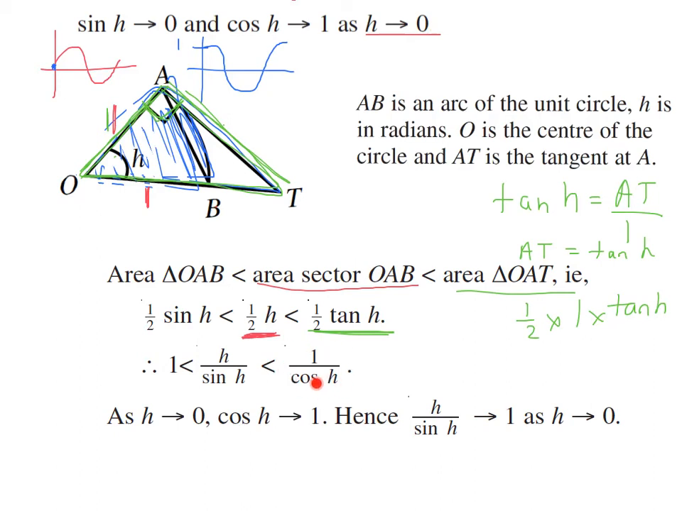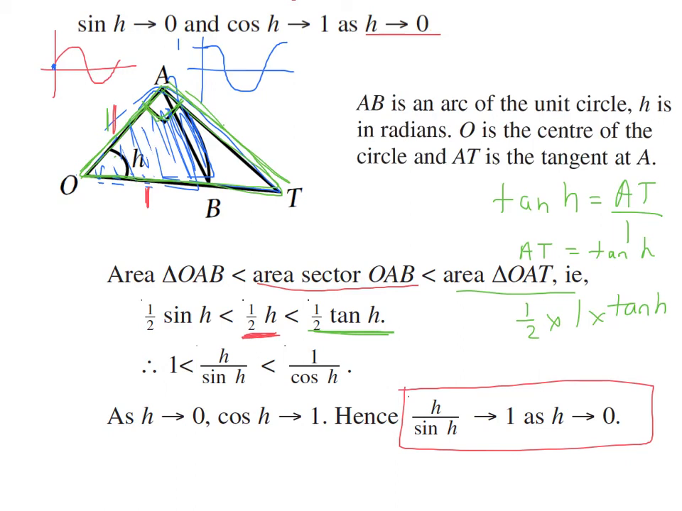Therefore, cos of h is approaching 1, and 1 divided by 1 is 1. So this is saying that h on sine h is in between 1 and 1, which means that as h approaches 0, h on sine h must also approach 1, which is what this is saying here. So that's all you really need to know for 2 unit, this relationship here. Might just put a box around it. As h approaches 0, h on sine h approaches 1.